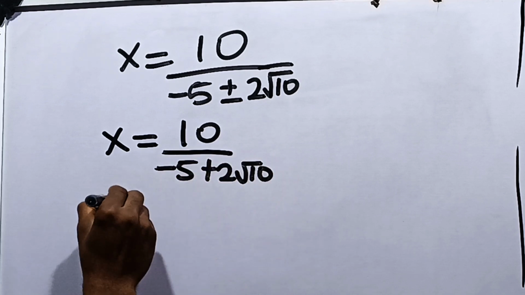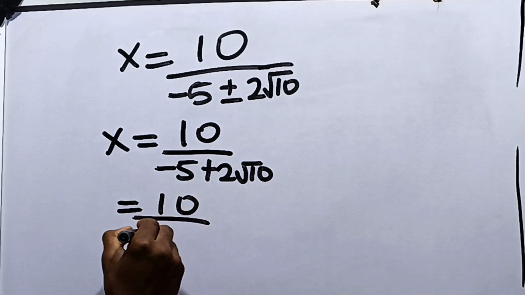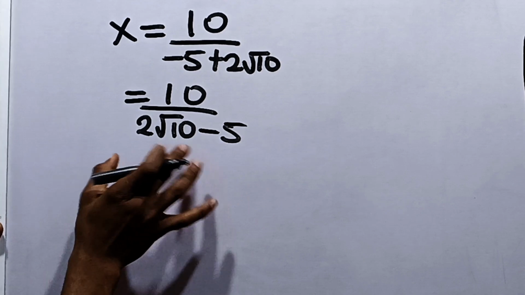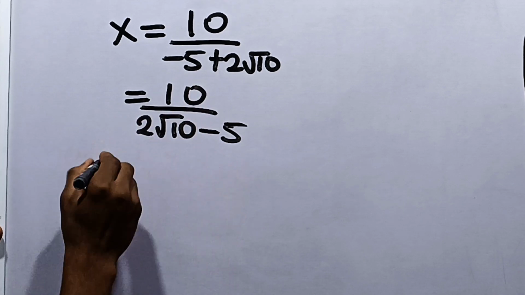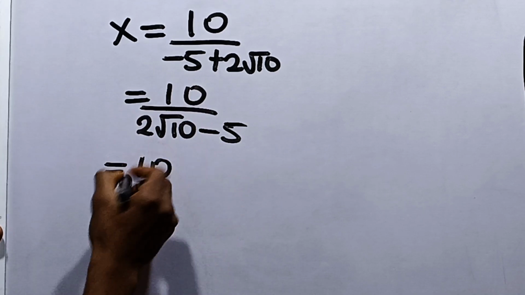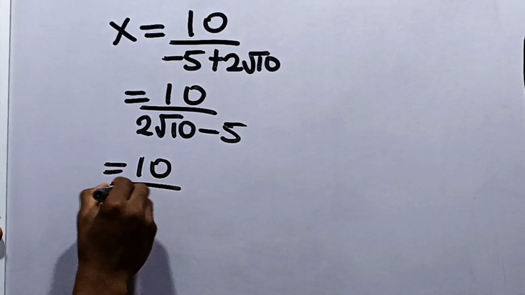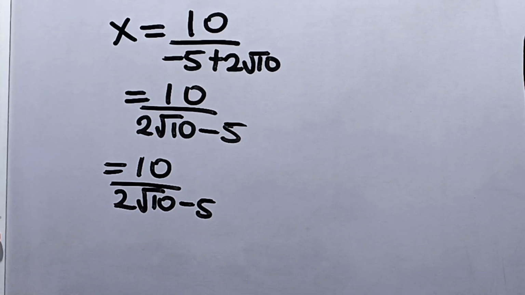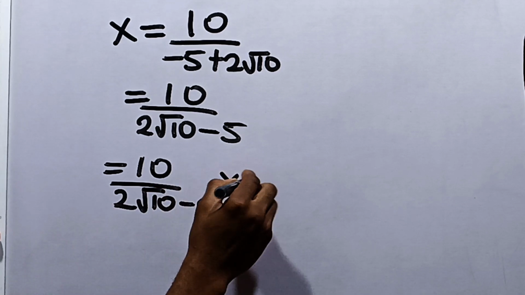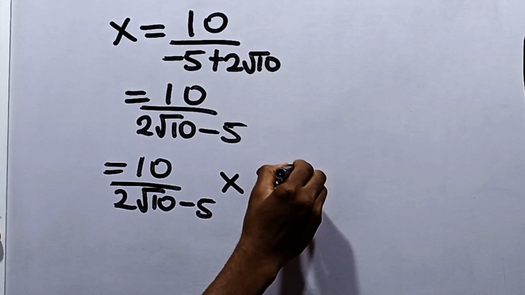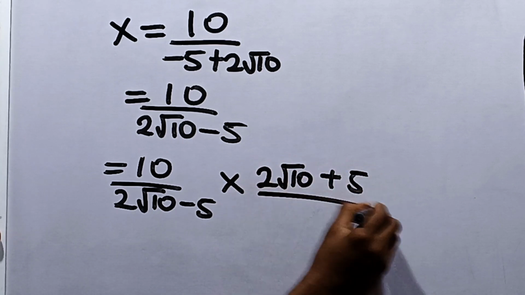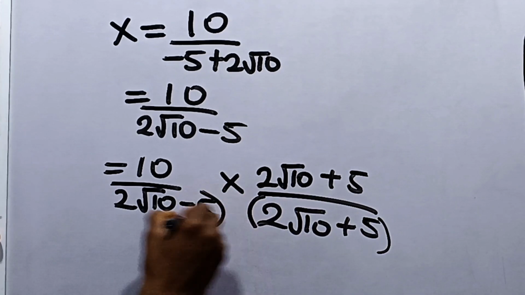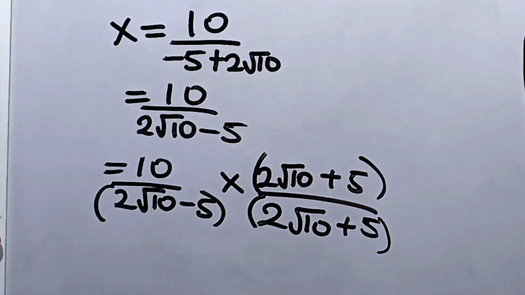Now, you can write this as 10 divided by 2 root 10 minus 5. As you can see, this is irrational, so let's make it rational. The root in the denominator needs to be rationalized. We multiply both the numerator and denominator by the conjugate of the denominator, so this becomes multiplied by 2 root 10 plus 5 all over 2 root 10 plus 5. We are multiplying both the numerator and denominator by the same thing. We call this rationalizing the denominator.